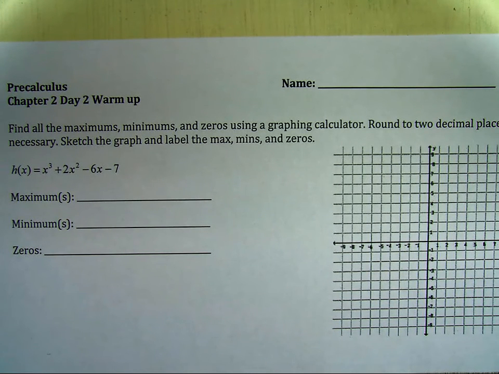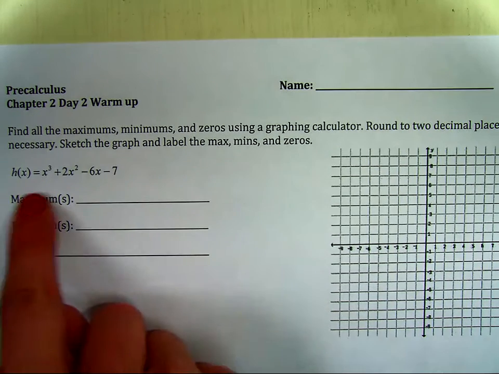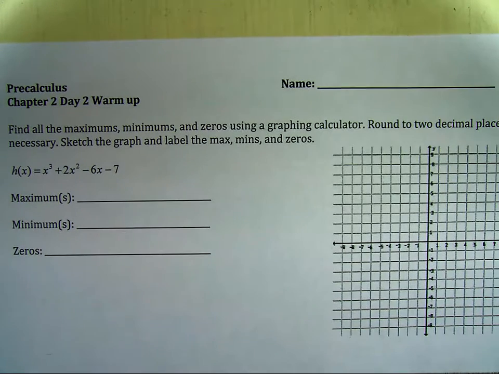Hey guys, in this video I'm going to talk you through how to find maxes, mins, and zeros on the graphing calculator. So it's round to 2 decimal places and then sketch the graph when you're done. Alright, so this is your graph. I would graph it on a calculator first. So I'm just going to pull mine out.